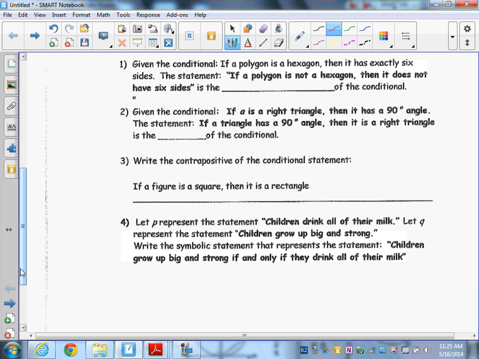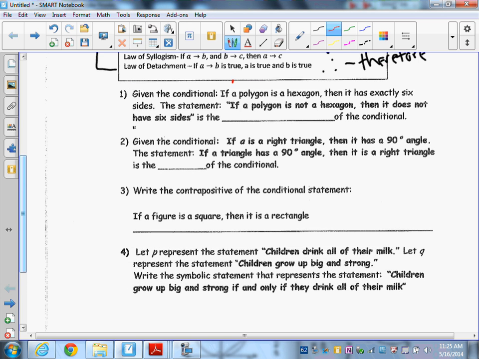It says, given the conditional, if a polygon is a hexagon, then it has exactly 6 sides. The statement, if a polygon is not a hexagon, then it does not have 6 sides, is the blank of the conditional. So let's start off. We have our original statement, P and Q, and then we have not P, and then we also have a not, so that means it's going to be not Q. So not P, then not Q was the inverse. So remember, whenever you keep the same order and put nots in there, that's the inverse.